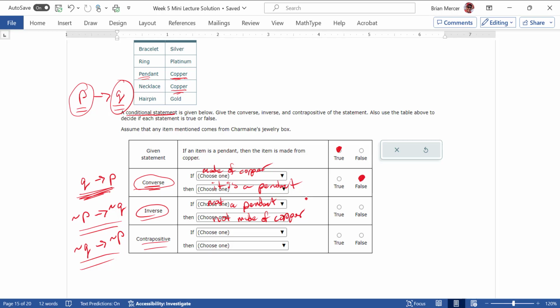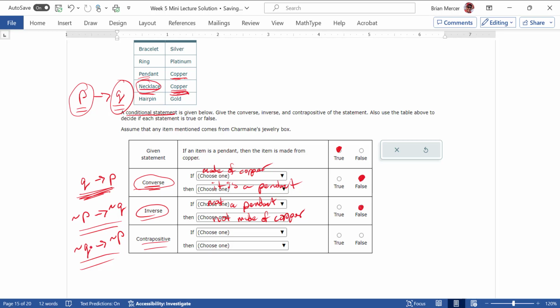And if you look at those carefully, if it's not a pendant, then it's not made of copper. Well, if it's not a pendant, that would be like a necklace, but it is made of copper. So see, there's a situation where that is false. So if it's not a pendant, then we're saying it's not made of copper. That's what this inverse is. And that's definitely not true, because we found something that isn't a pendant that is made of copper. So that's why that is false.